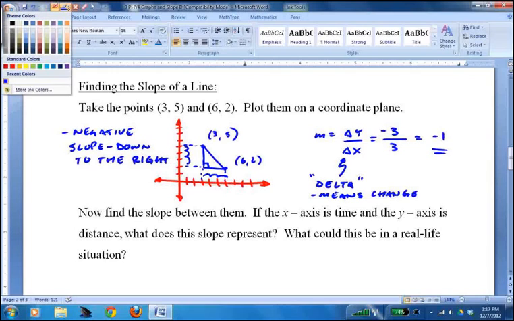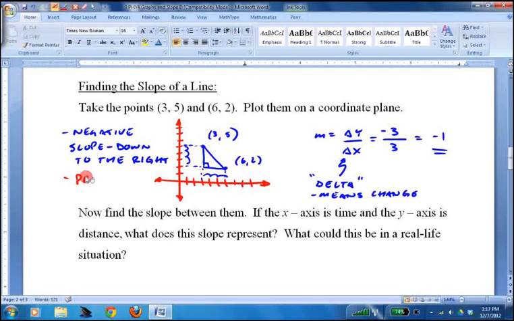Positive slope goes up to the right. And 1 just means it's 45 degrees. It's pretty steep. And that's really it.